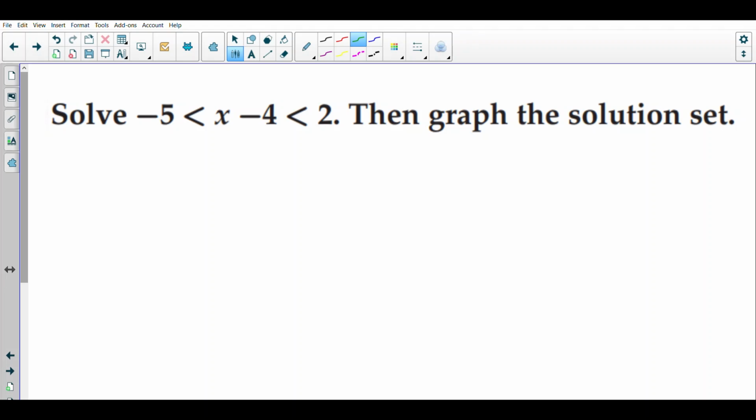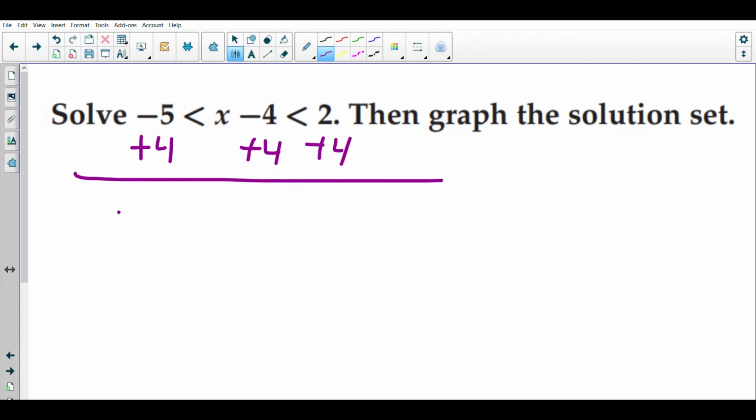What's great about a situation like this, just like an inequality or an equation, is that what you do to one side, you do to the other. Now there are 3 sides, so what you do to one side, you do to all the sides. So if I add 4 here, I need to add 4 here, and I also need to add 4 here, on all 3 sides. So I get -1 is less than x, which is less than 2. Sorry, 6. I forgot to add my 4. That's my fault.